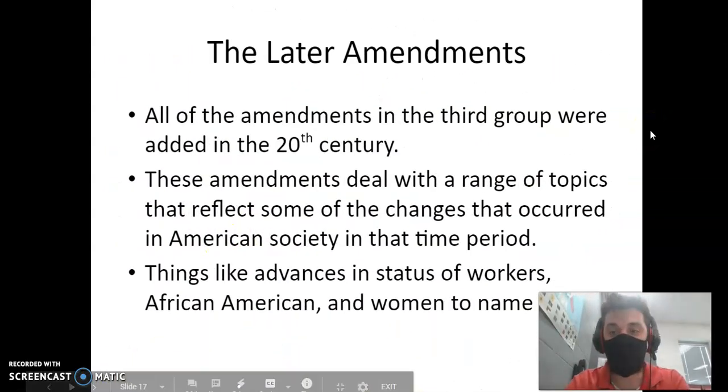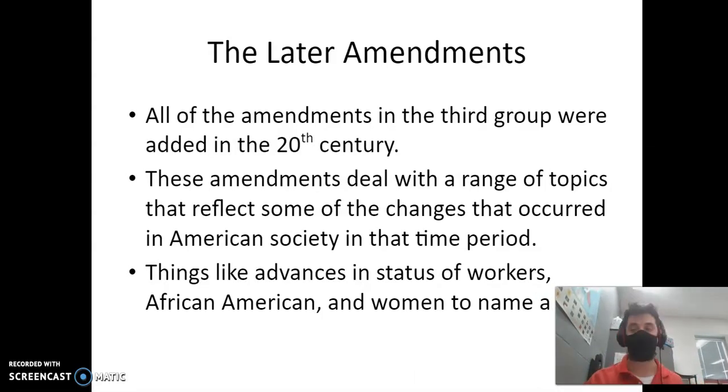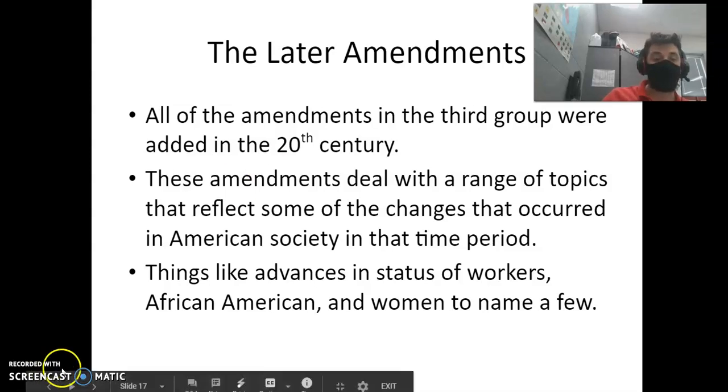All the amendments in the third group were added in the 20th century, aka the 1900s. We have not had an amendment in the 21st century. These amendments deal with a range of topics that reflect some of the changes that occurred in American society.